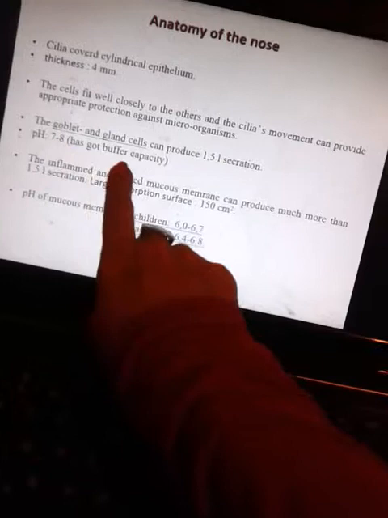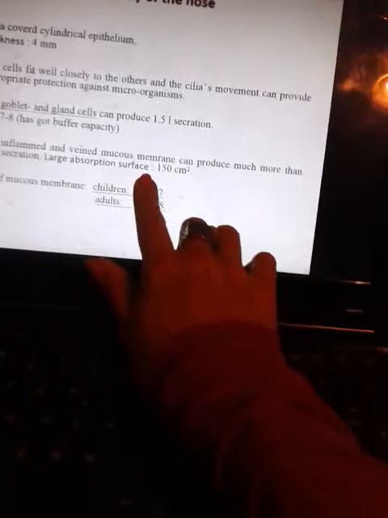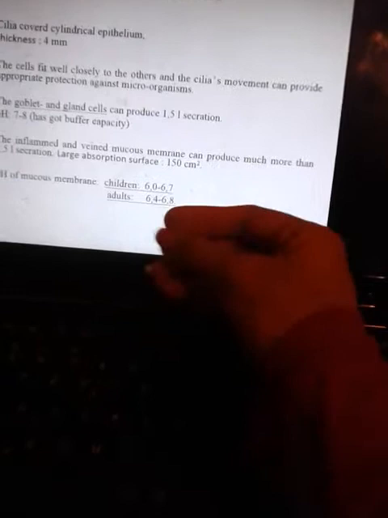The pH of the mucus of the nasal cavity is 7 to 8, has got buffer capacity. The inflamed and the veined mucous membrane can produce much more than 1.5 liter secretion. Large absorption surface, 150 cubic centimeter. pH of the mucous membrane in children is 6 to 6.5 and in the adult is 6.4 to 6.8, a little bit acidic, less than 7. But the pH of the tear is a little bit alkali, more than 7.